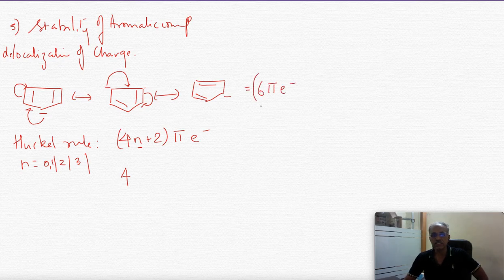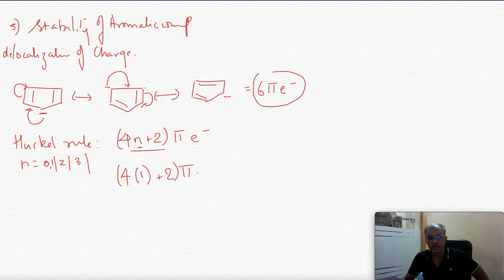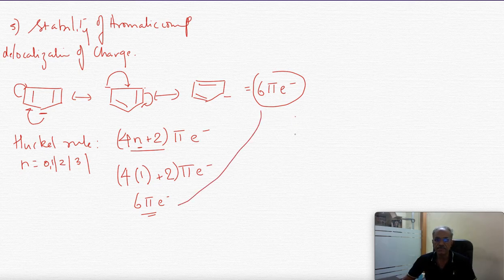Now these 6 pi electrons should fit in this formula. So if I take 4 into 1 plus 2, that is 6 pi electrons, right? Because if I take n is equal to 1, then it is coming as 6 pi. So it is satisfying this particular Huckel's formula, and it is a planar structure. Since it is planar and satisfies Huckel's formula, this compound becomes aromatic in nature, right?